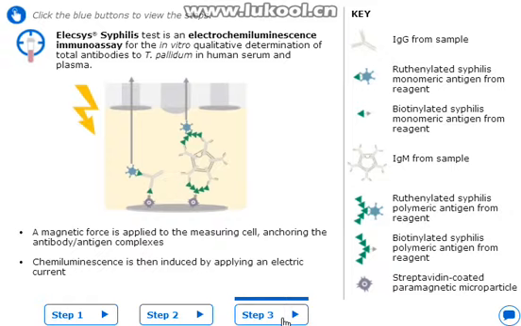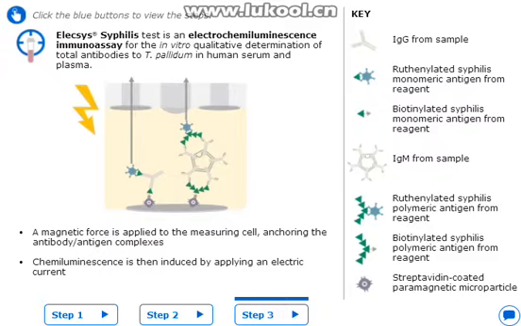Chemiluminescence is then induced by applying an electric current to the measuring cell, causing the TPA in the solution to interact with the ruthenium, resulting in the production of light measured with a photomultiplier. The signal yield increases with increasing anti-treponemal antibodies in the sample.